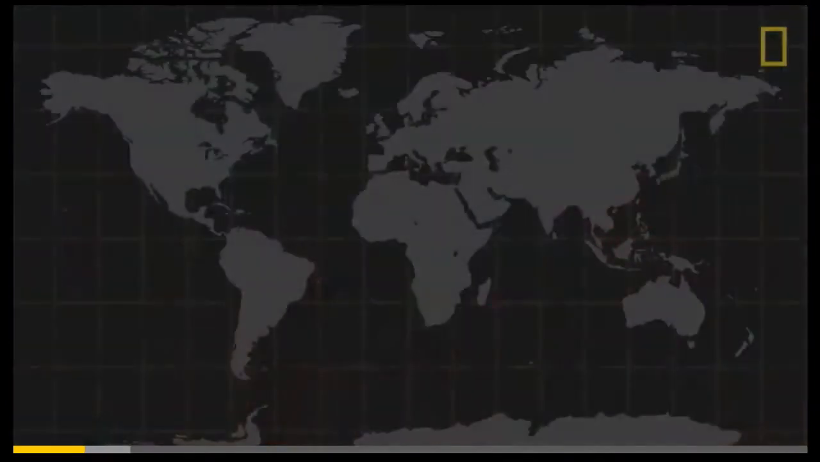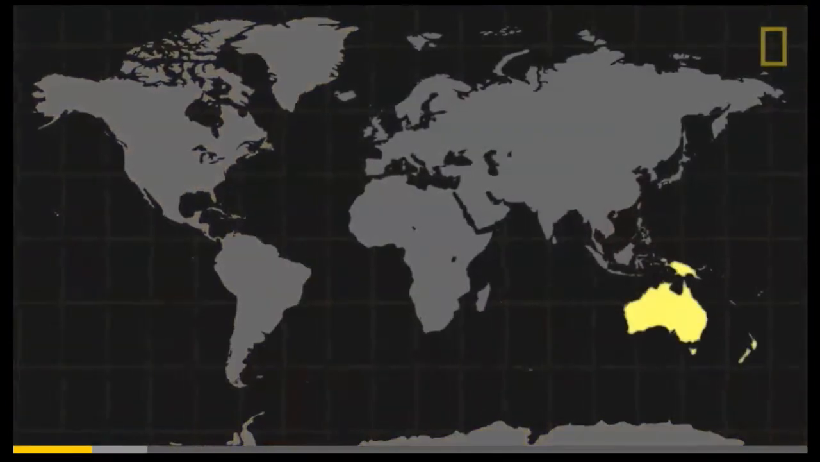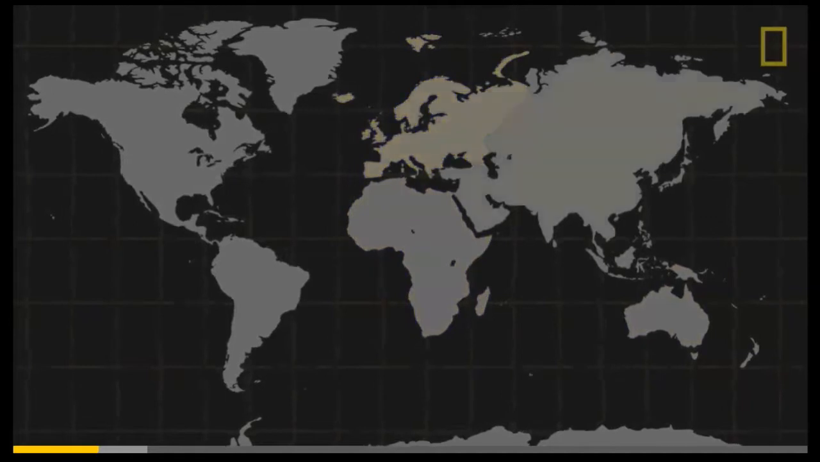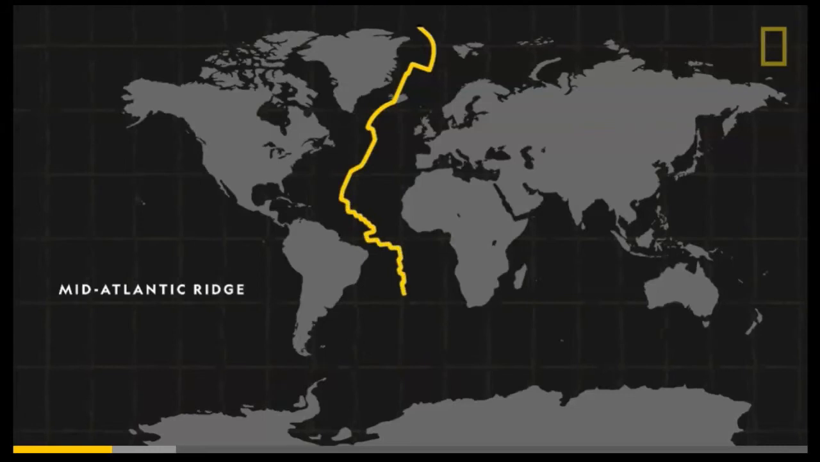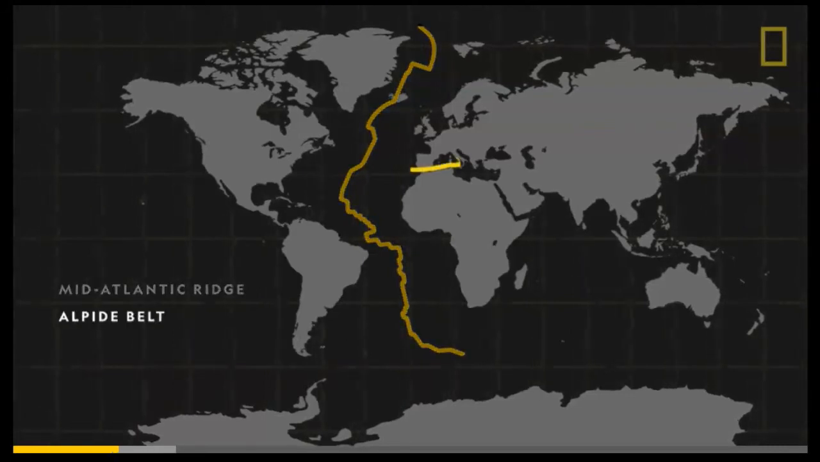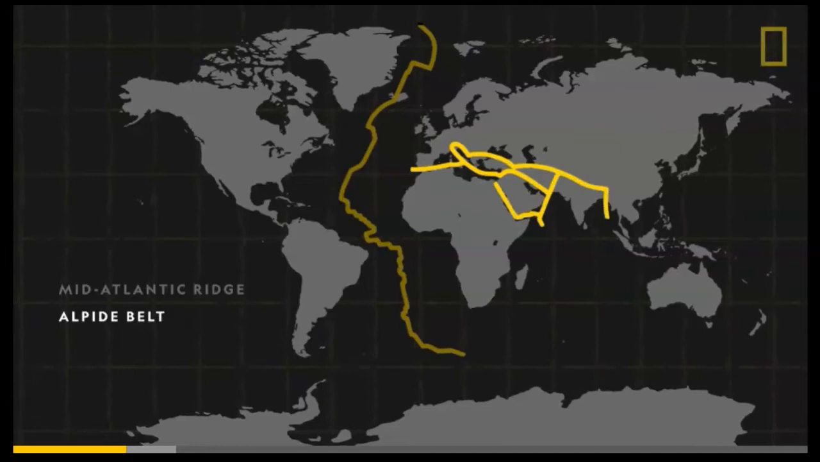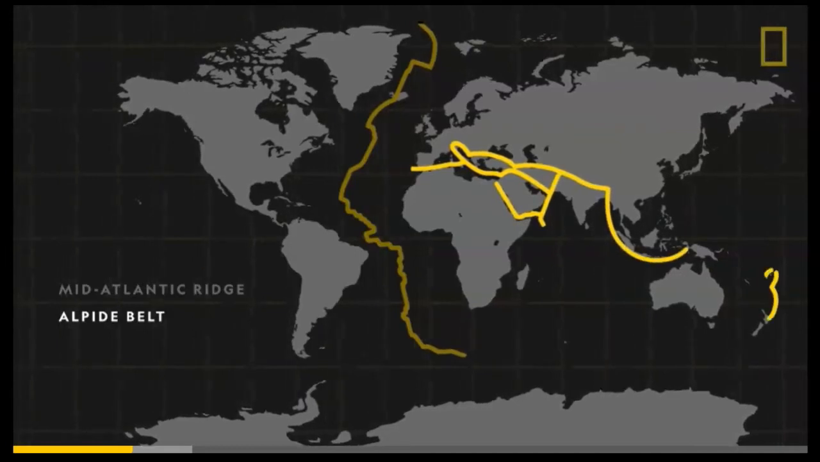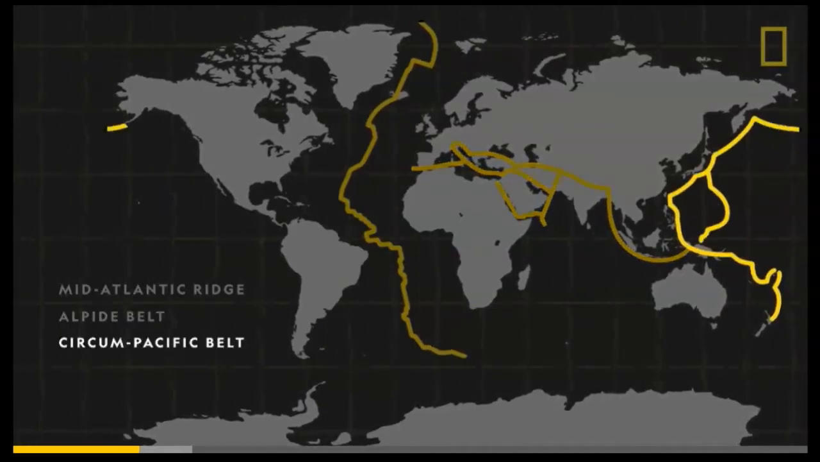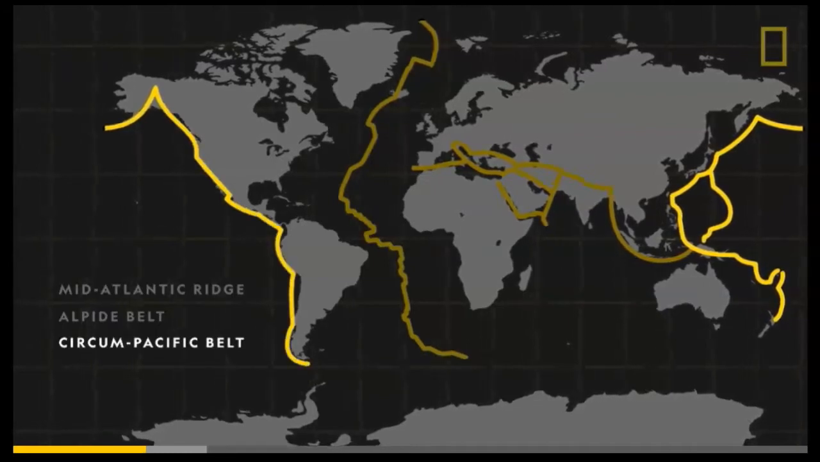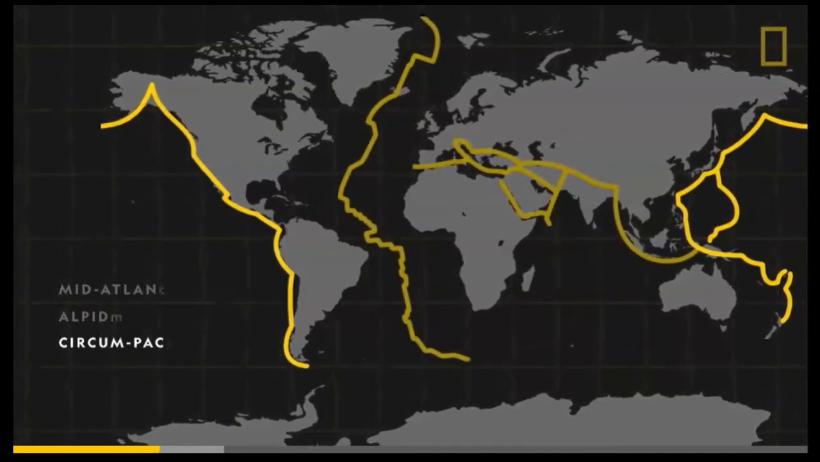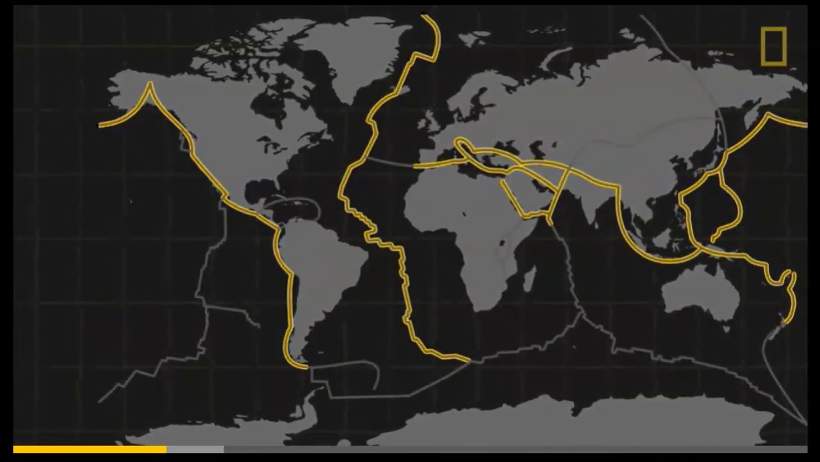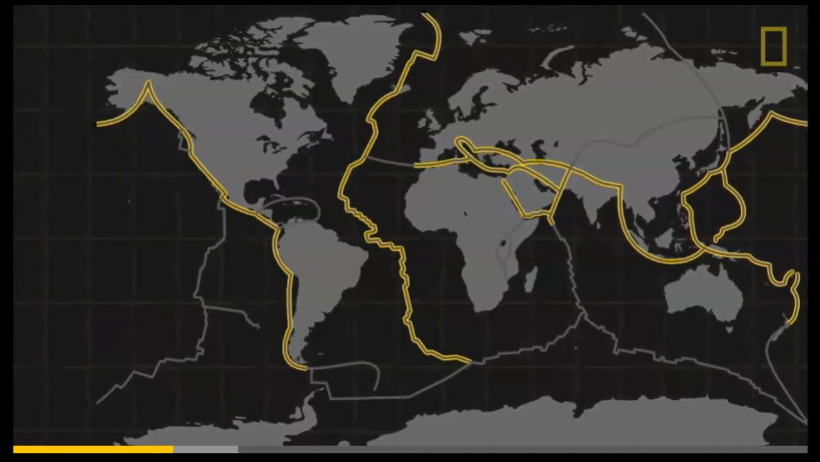Earthquakes occur around the world. They've been recorded on all 7 continents, but most quakes take place in just 3 regions. The Mid-Atlantic Ridge, an underwater line that runs down the Atlantic Ocean, the Alpine Belt, which stretches from the Mediterranean to Southeast Asia, and the Circum-Pacific Belt, which traces along the edges of the Pacific Ocean and is where about 80% of all earthquakes occur.